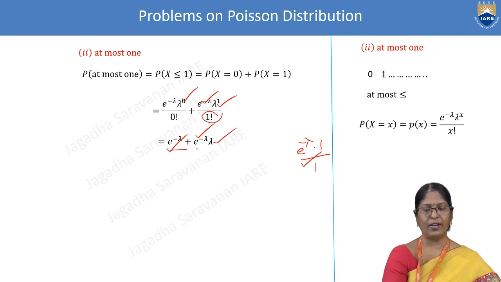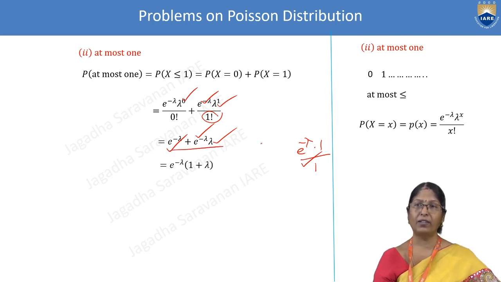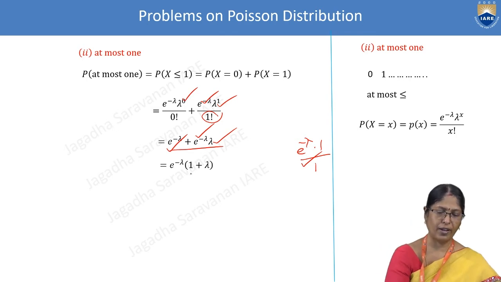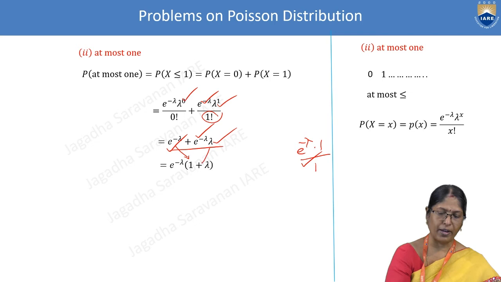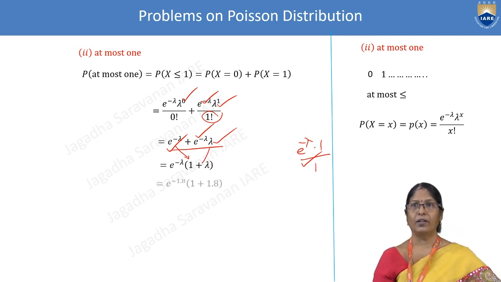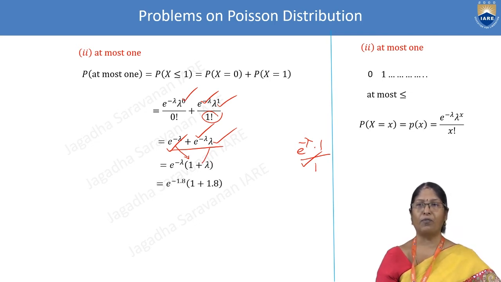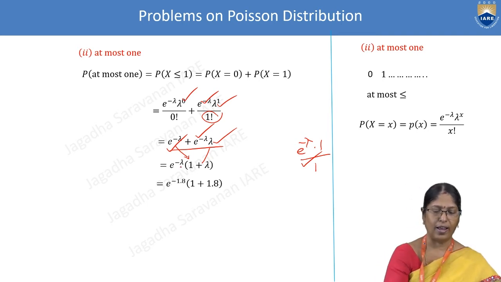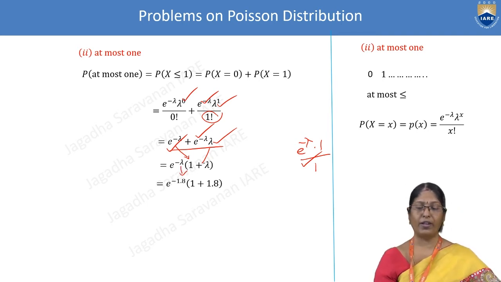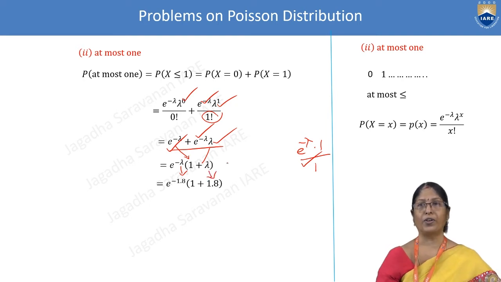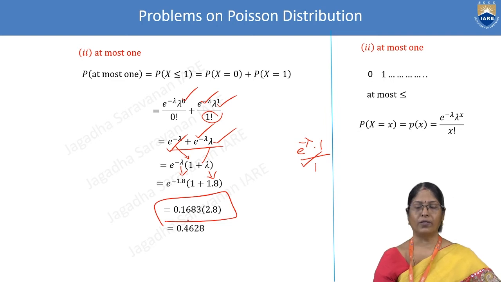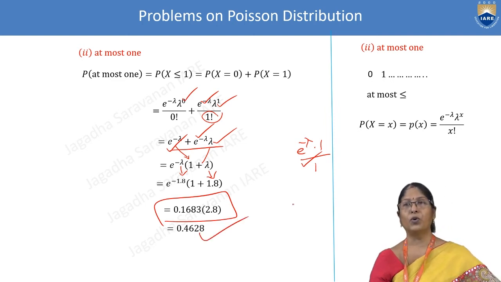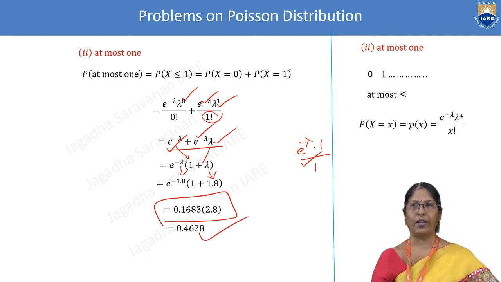So here we find e power minus lambda is common. We have taken it out; the remaining is 1 here, and lambda here. We substitute the lambda value which is given in the question, lambda is 1.8, here also 1.8. So we multiply, and the result we got is 0.4628.